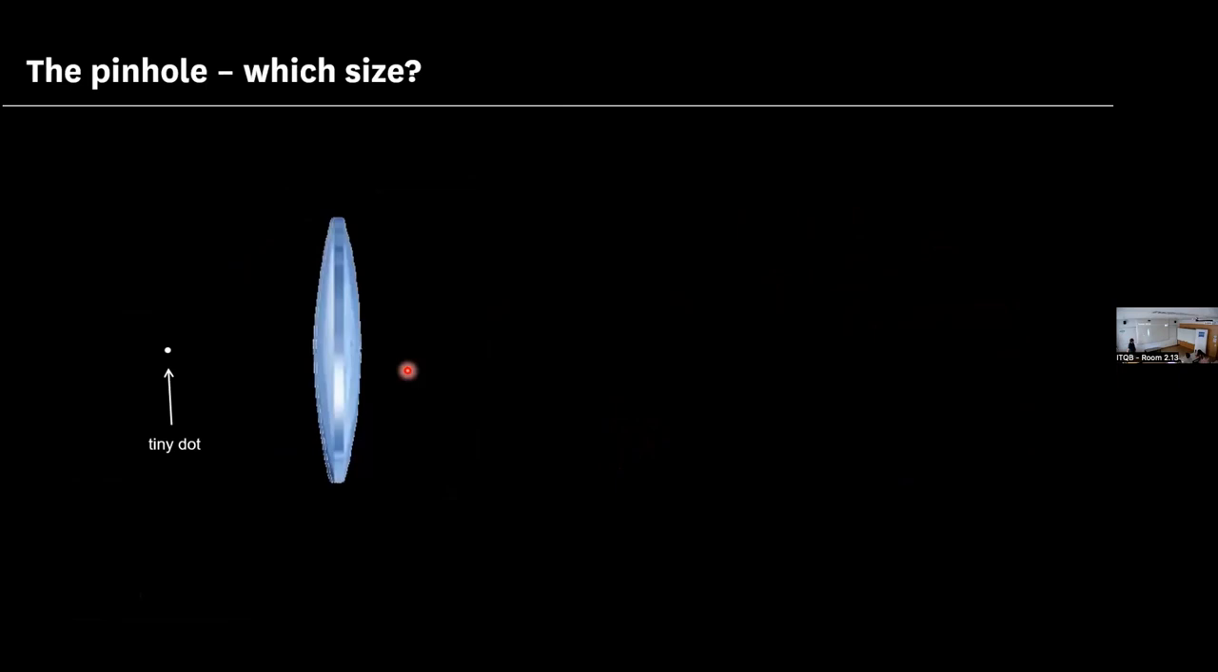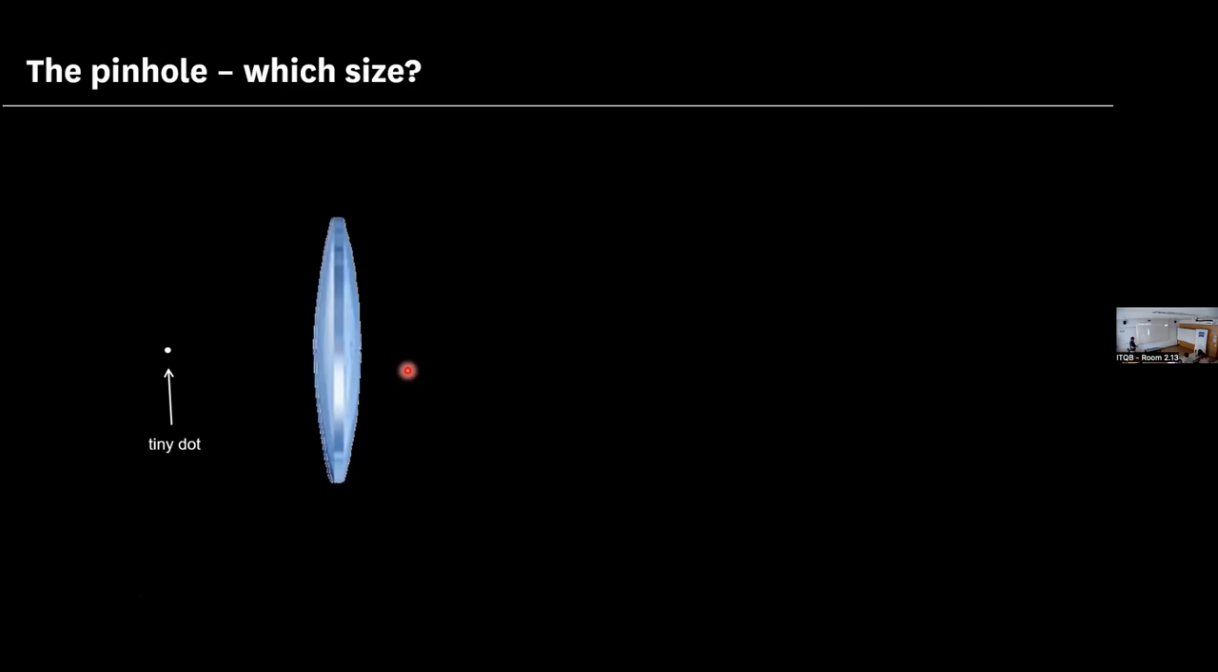Okay, so I told you that we can change the size of the pinhole. So which size should the pinhole have? I mean, if we have it fully open, we will not get any optical section. You will get all the light that comes from the sample. We are illuminating just one point, but we are also getting light from above and below.